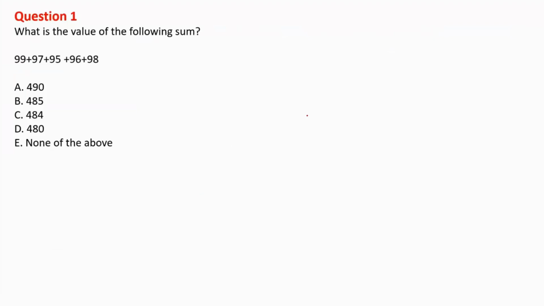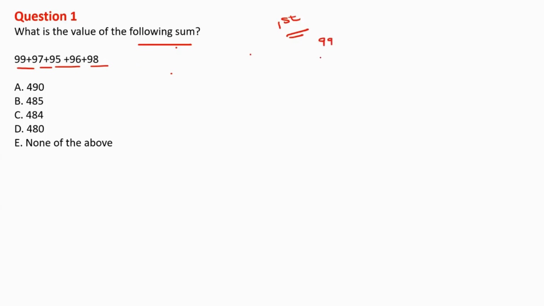So the first question for our paper is, what is the value of the following sum? In this type of questions, we have two methods. The one is very simple, and we go through the method that's simply adding all of them up. Here, as you can see, are five numbers. The first method of doing it is simply adding them up.